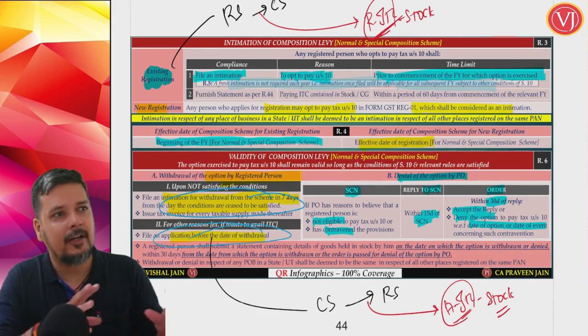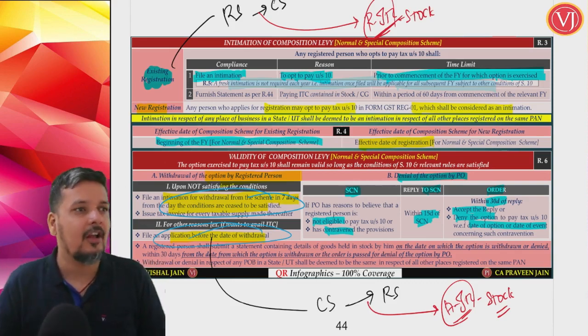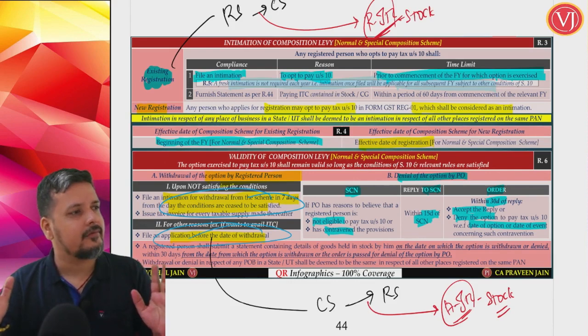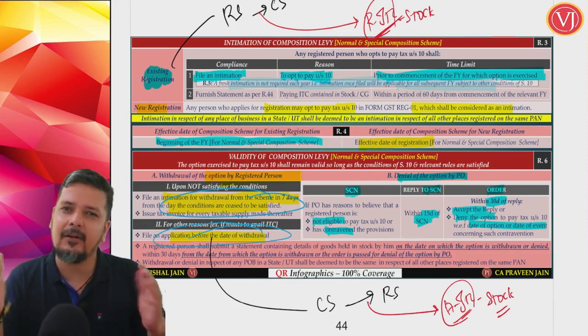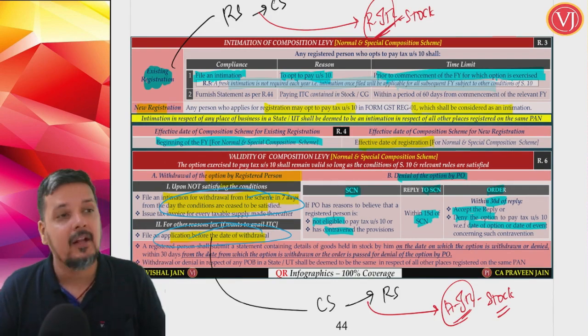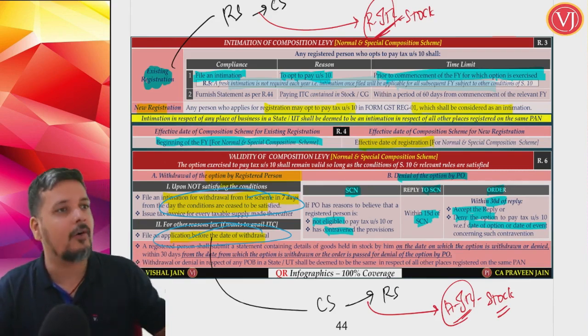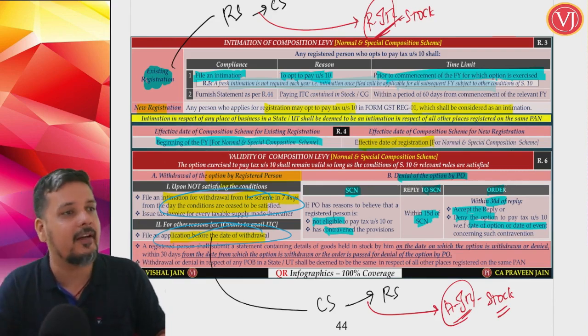Right. And when you're continuing inside the composition scheme, no intimation is needed. Exit can happen anytime. In between the year, you can go out. Entry is defined, but exit, you can go outside at any point of time. If you don't go outside, don't worry, the officer will take care of it. If you have to go outside but don't, the officer will take care.